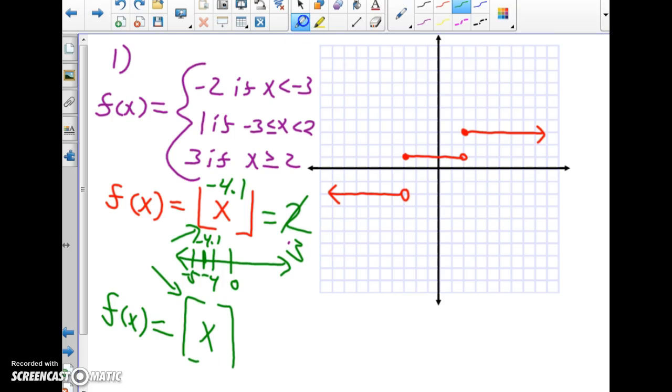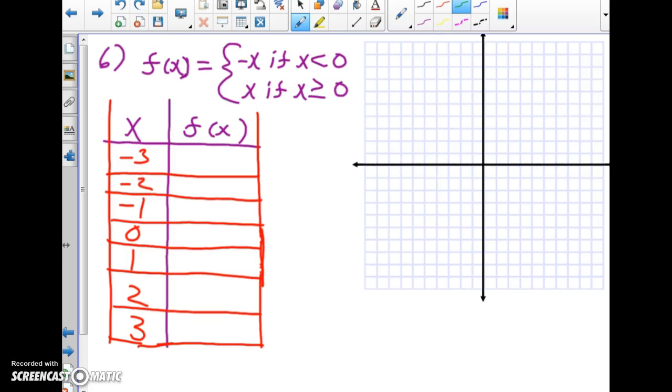How about negative 3.7? What would it be? No, not negative 2. Negative 3. Okay, the least greatest. Negative 3 is bigger than negative 3.7, right? But it's the least of the greatest, right? So negative 3 is right. There you go. That's how you do these, okay?